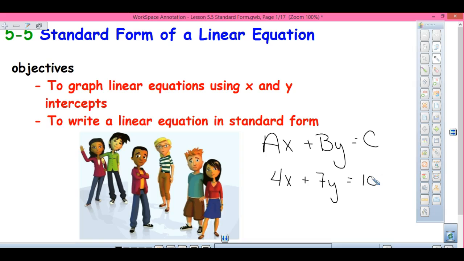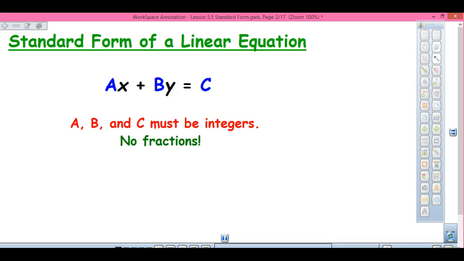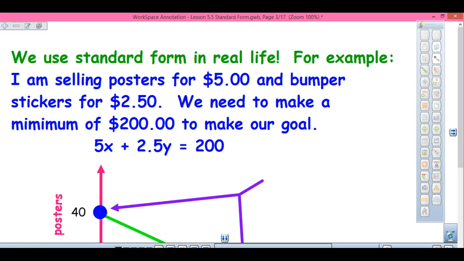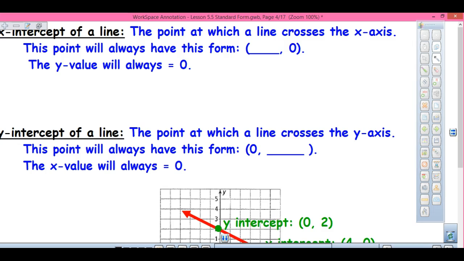We're going to get a bunch of equations in this form, and what we're going to do today is find the x and the y-intercept. We know what the y-intercept is, right? It's where the line crosses the y-axis, because it's the y-intercept. The x-intercept is where it crosses the x-axis. So it's the point at which the line crosses the x-axis.